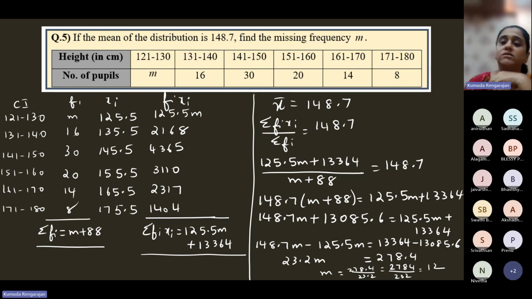Another thing for you is that you can also find this missing frequency m using the assumed mean method. Here we've used the direct method formula to find m. You can also use the assumed mean method formula to find m. To find the value of the missing frequency m, we have used the formula under the direct method, sigma fi xi by sigma fi. You can also work it like this.